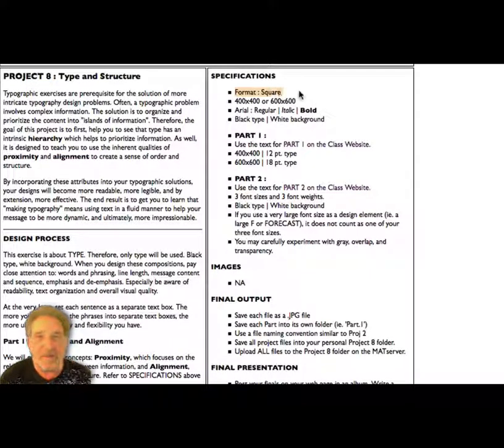Okay, so we're using the square format, right? You can use 400 by 400 or 600 by 600 depending on the resolution of your screen. Laptop, you'll probably go with the 400. Bigger monitor, probably 600. You'll be dealing with Arial. You'll be using regular, italic, and bold for the first part 1. And you'll be dealing with black type and white background. This is a project in 2 parts. So in part 1, if you're at 400, you'll want to use 12-point type. If you're at 600, you'll want to use 18-point type, just like we were talking about before.